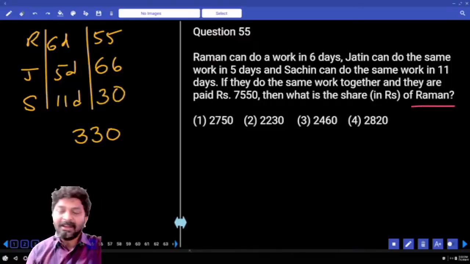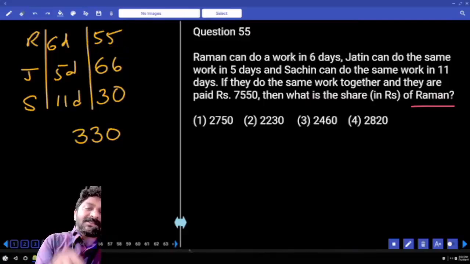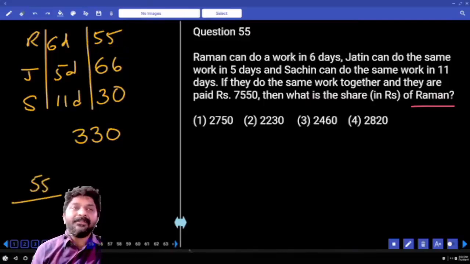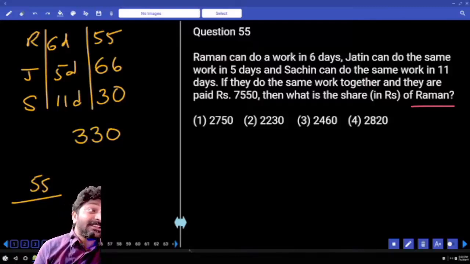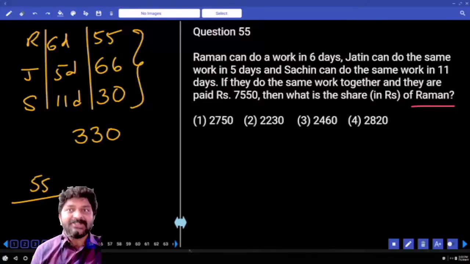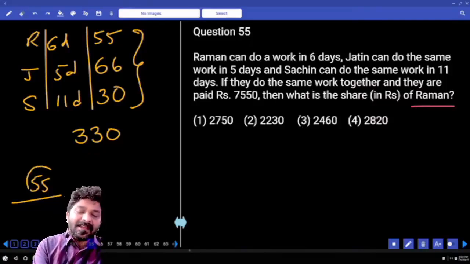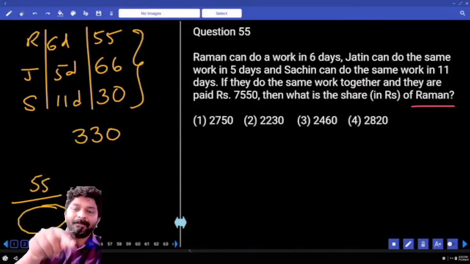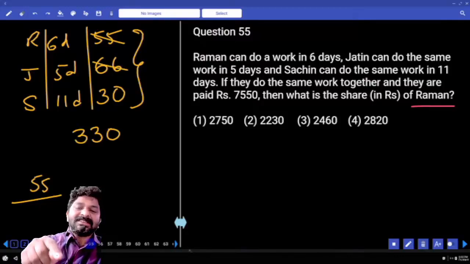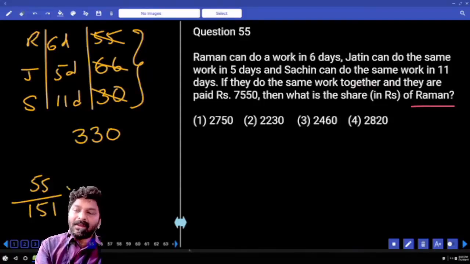So whose share do we want to calculate? Raman is getting how many parts? 55 out of, not 330. Not out of 330, but out of Raman, Jatin and Sachin together. All 3 members together. Understood? Not upon 330. When you add all these values, will you get 330? No. It is the per day share of Raman out of all 3 members' per day share. Am I right? So 55 plus 66, 121 plus 30, 151.